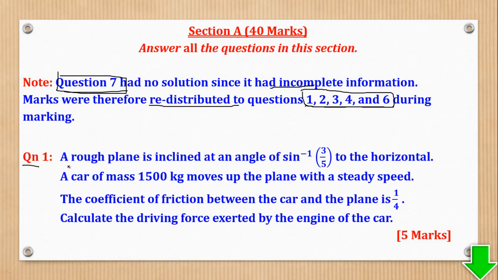So let's start with question 1. It says a rough plane is inclined at an angle of arcsine 3/5 to the horizontal. A mass of 1,500 kilograms moves up the plane with a steady speed. So steady speed means the acceleration is 0. The coefficient of friction between the car and the plane is 1/4. Calculate the driving force exerted by the engine of the car.